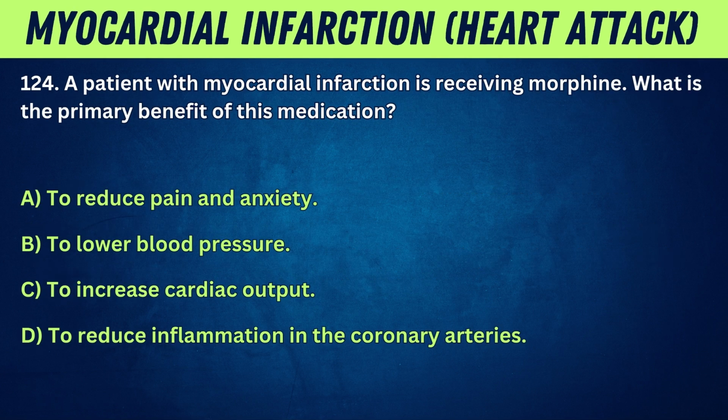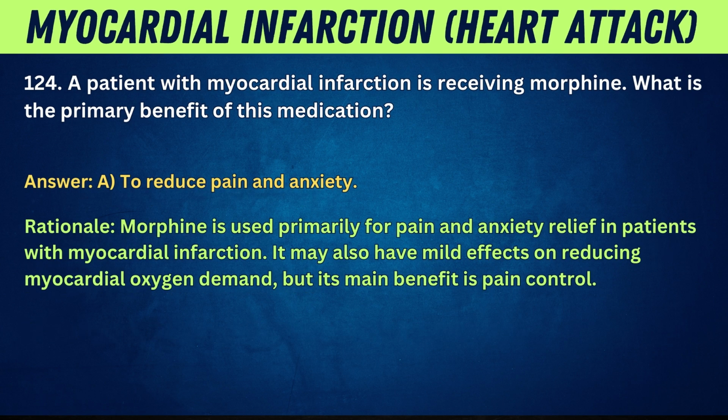124. A patient with myocardial infarction is receiving morphine. What is the primary benefit of this medication? A. To reduce pain and anxiety. B. To lower blood pressure. C. To increase cardiac output. D. To reduce inflammation in the coronary arteries. Answer: A. To reduce pain and anxiety. Rationale: morphine is used primarily for pain and anxiety relief in patients with myocardial infarction. It may also have mild effects on reducing myocardial oxygen demand, but its main benefit is pain control.